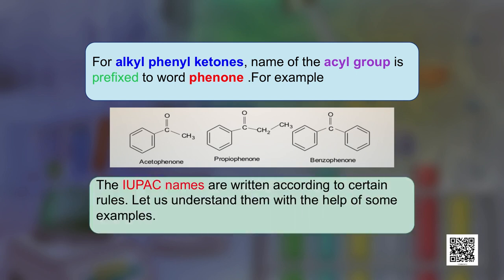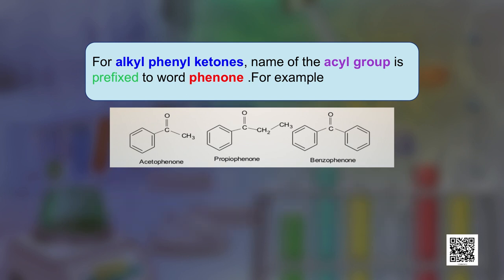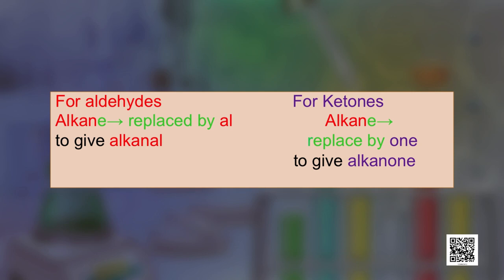The IUPAC names are written according to certain rules. Let us understand them with the help of some examples. For aldehydes, the name of the aldehyde is obtained by replacing the ending E in the name of the alkane to give the word alkanal, and for ketones, the final E in the name of the alkane is replaced by ONE to give the word alkanone.